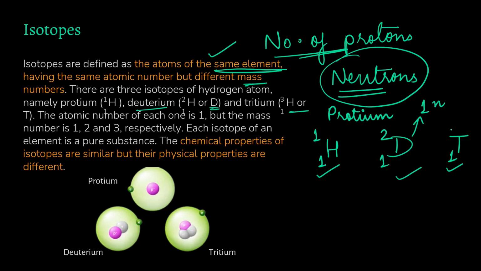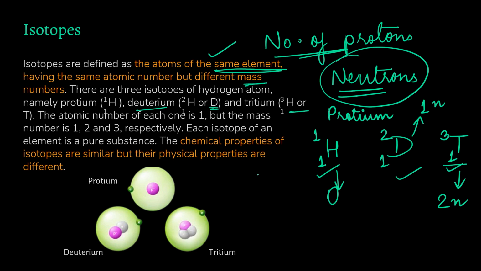And in the third one, the mass number is 3. That means in this particular isotope, we have one proton, since the atomic number is 1, but the number of neutrons over here is 2. So protium has 0 neutrons, deuterium has 1 neutron, and tritium has 2 neutrons. The atomic number of each is 1, but the mass number is 1, 2 and 3 respectively.